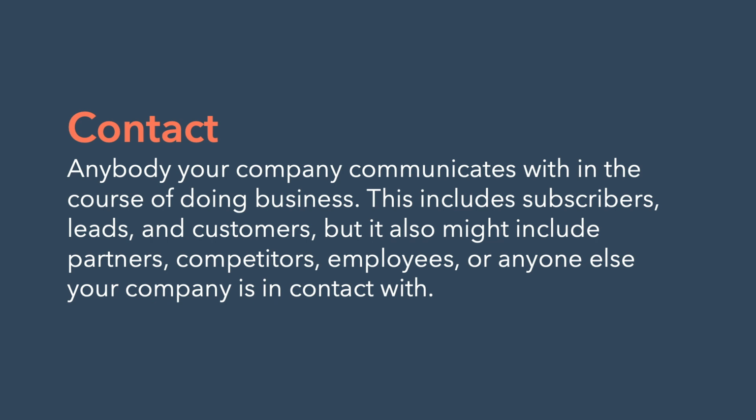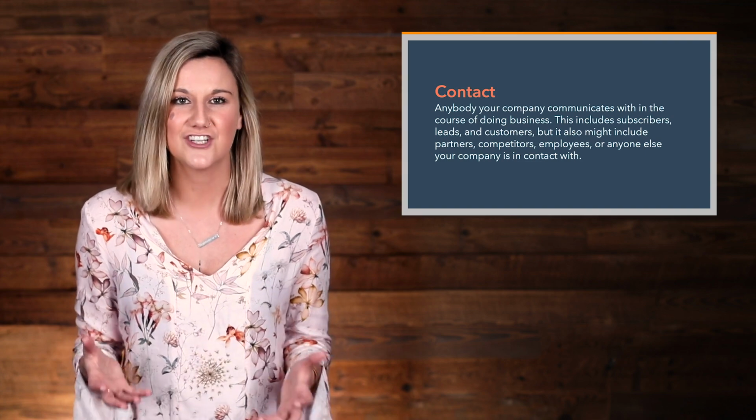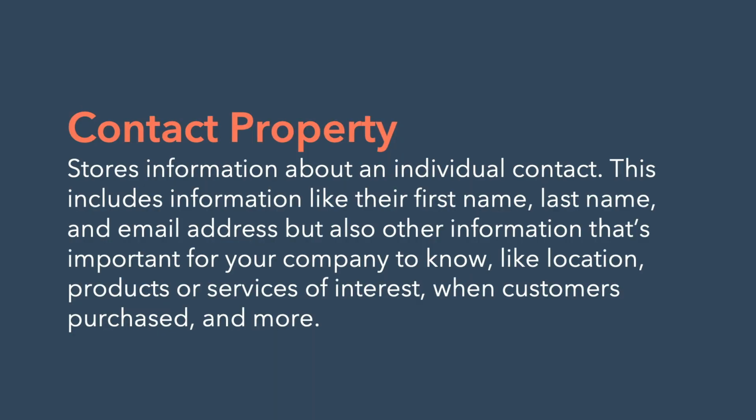To review, a contact is anybody your company communicates with in the course of doing business. This includes subscribers, leads, and customers. But it also might include partners, competitors, employees, or anyone else your company is in contact with. Each contact will have associated contact properties that provide you with additional information on that individual. Simply put, a contact property stores information about an individual contact. This includes information like their first name, last name, and email address, but also other information that's important for your company to know, like location, products or services of interest, when customers purchased, and so much more.